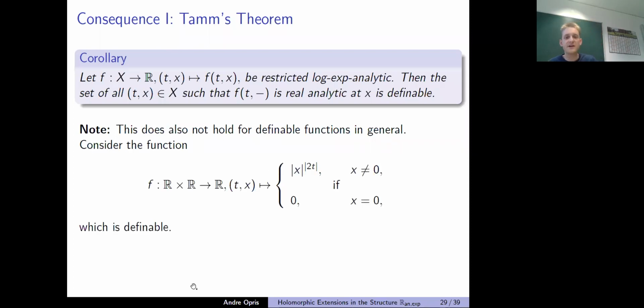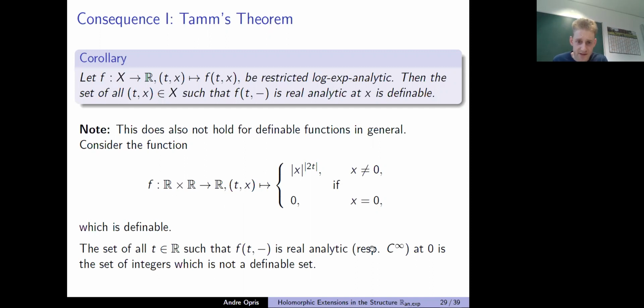If you look at this function here, this is a definable function, but you can show that the set of points such that this function in x is real analytic or C infinity at 0 is a set of integers, and this is not a definable set. You can also write this function as x to the power of the logarithm of x and so on. Then you see that this cannot happen, and this function is also not restricted log-exp analytic.